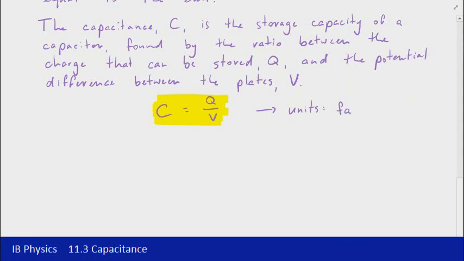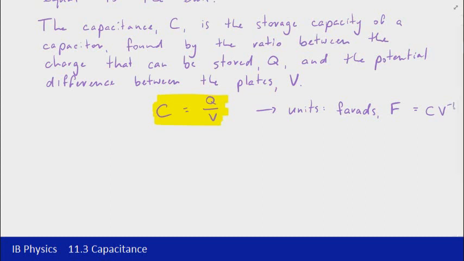As with a number of quantities in physics, it's named after a scientist, being Michael Faraday. The symbol there is F, and you can see the units for F are equivalent to, if you look at the units for charge as coulombs and the units for potential difference as volts, 1 farad is 1 coulomb per volt. So just as a little side note.